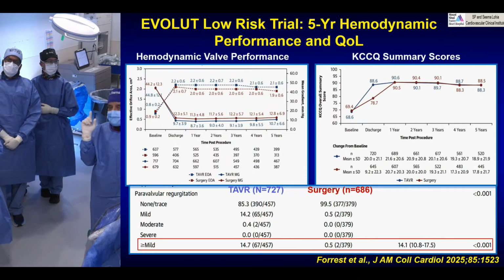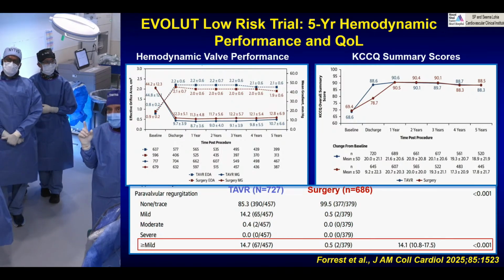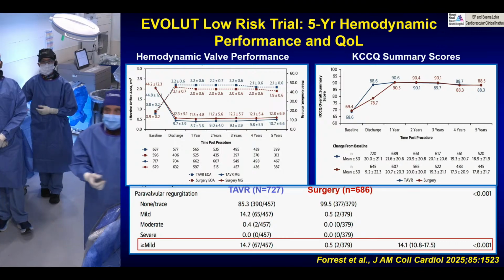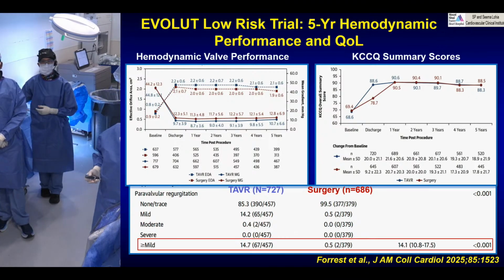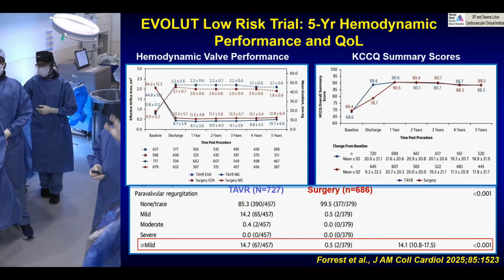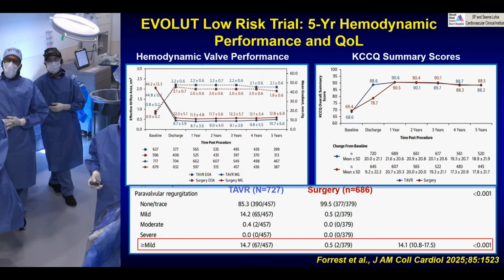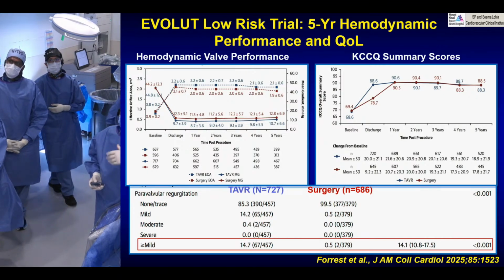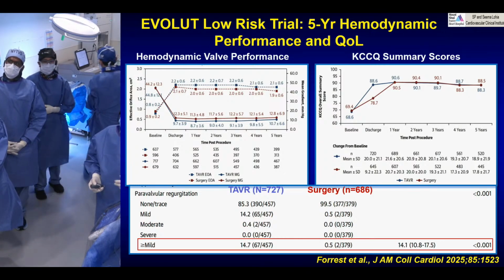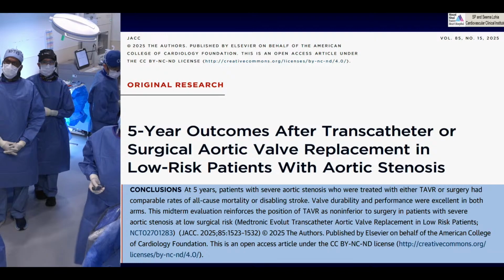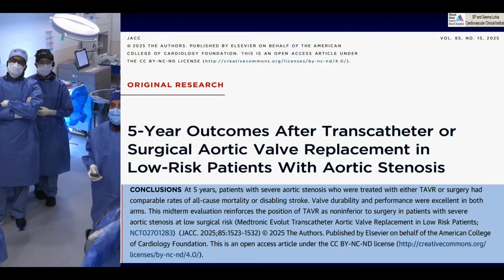The only negative is the more than mild paravalvular leak. 15% in the TAVR group, while surgery, we know, has almost no leak at all. So will it show any difference at 8 or 10 years? We need to see. Now KCCQ summary score all do great. Clearly we know surgery will take a little time for the patient to recover from the surgical incisions, but otherwise excellent recovery of the overall patient's well-being.